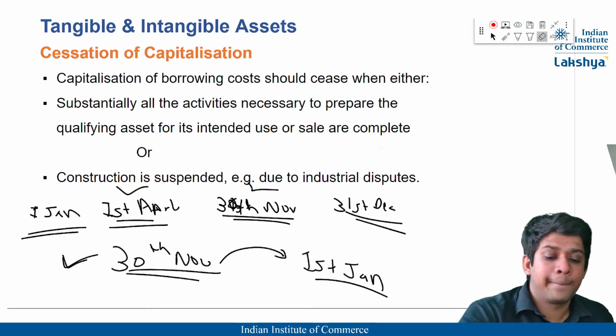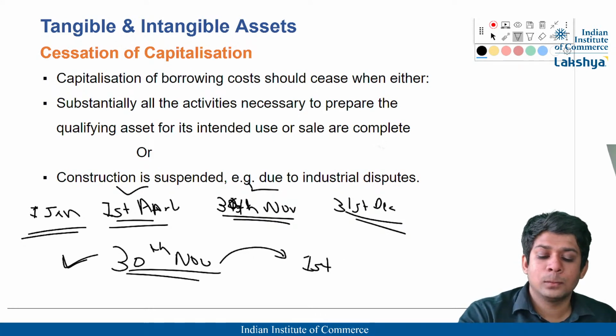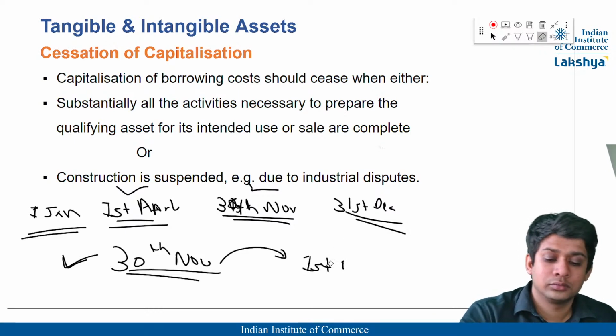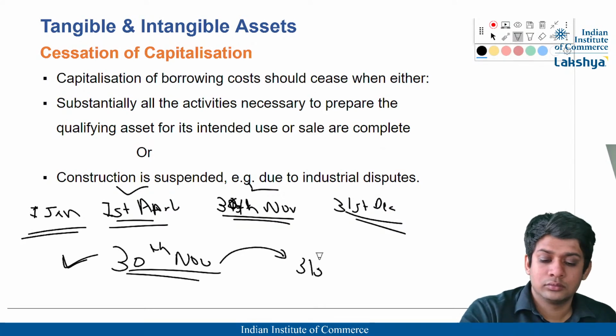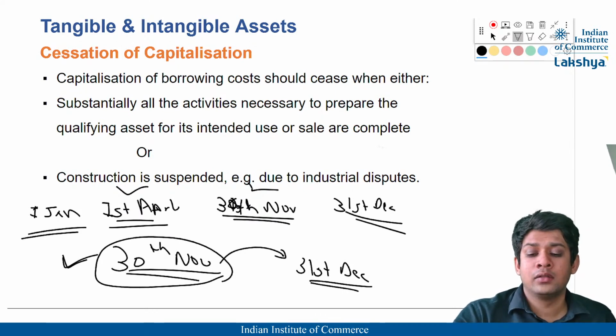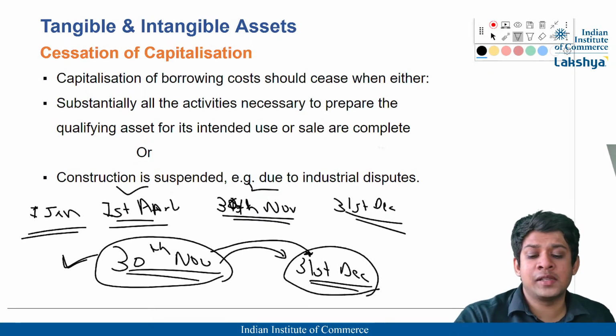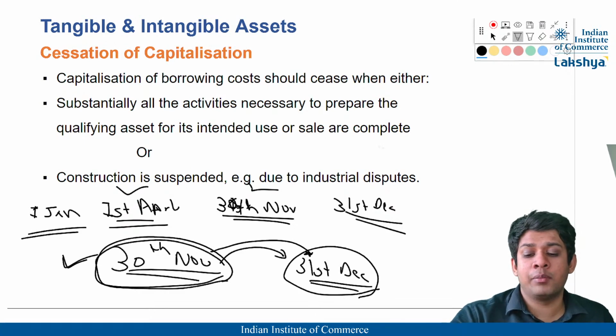Or maybe I'll just say 31st December I'll keep. Okay. My asset's construction is completed on 30th November. But by the next month end, I brought my asset into use. So will I capitalize the interest expense till 31st December or 30th November? Obviously, it is going to be 30th November.